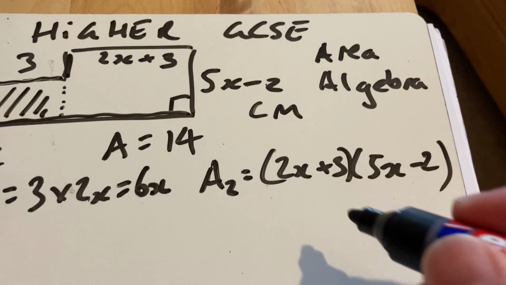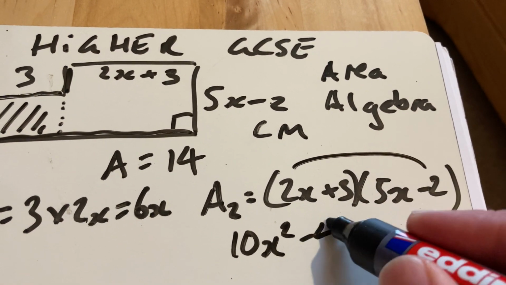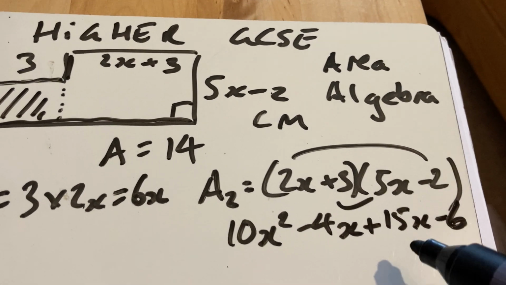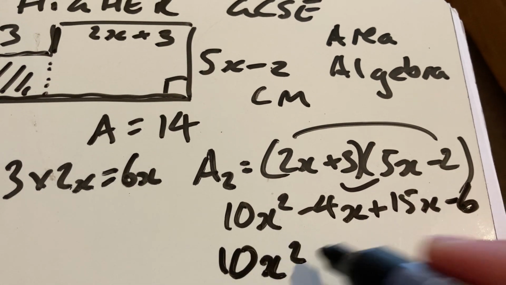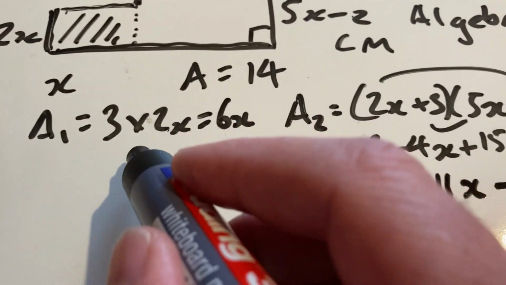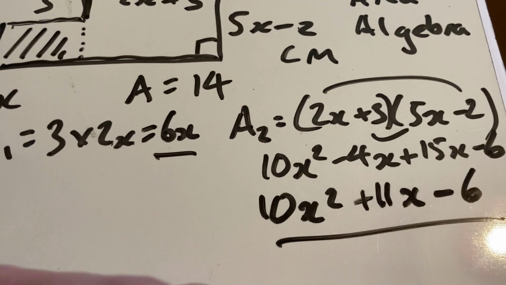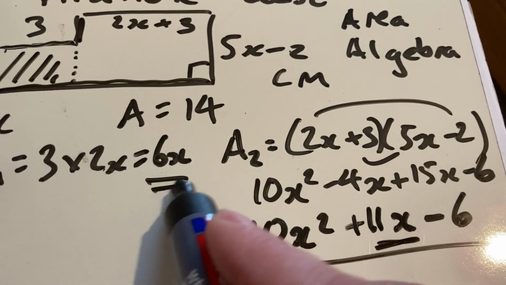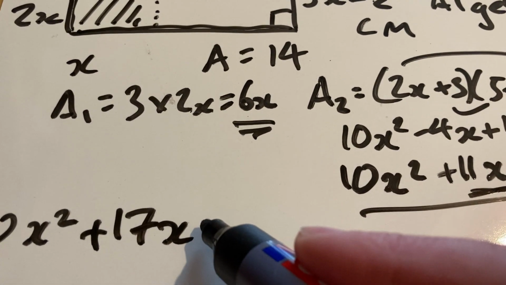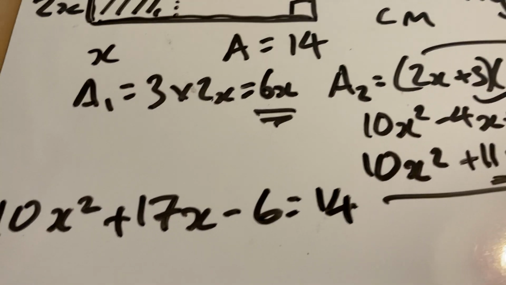So let's work that out. Let me expand this bracket. It's 10x squared minus 4x plus 15x minus 6. Expand and simplify: 10x squared plus 11x minus 6. And over here we have 6x. So we're going to add those two together. We're going to have 10x squared, collecting the x's, plus 17x minus 6, equal to the total area of 14.